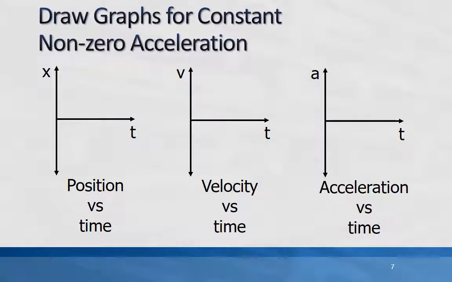Now let's try one where we have a non-zero acceleration. Let's make a situation where somebody is walking, but they're getting faster and faster and faster as they go. So go ahead and pause and try to draw the position in time, velocity in time, and acceleration time for someone moving faster and faster in the positive x.